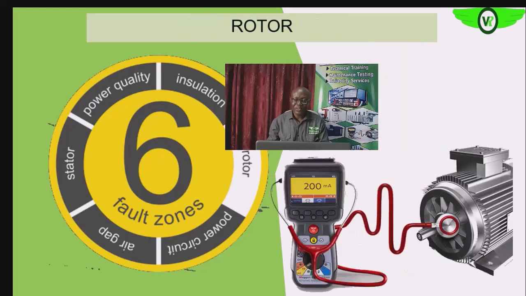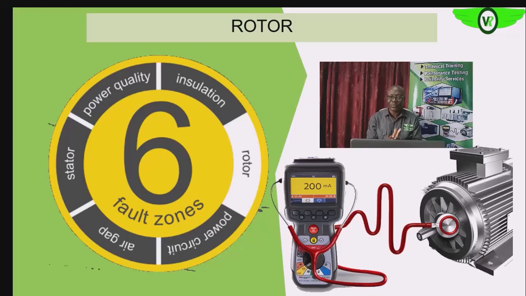Okay, then we also want to look at the rotor fault zone. Remember, as we discussed earlier in this section, the field generated in the rotor interacts with the field generated in the stator. So anything that affects that field will affect that interaction. What happens is that the efficiency of the electric motor will be affected. Okay, so that is what we actually do here.